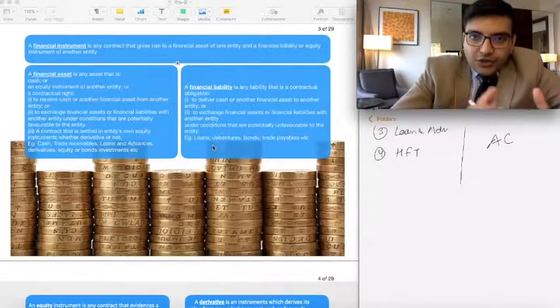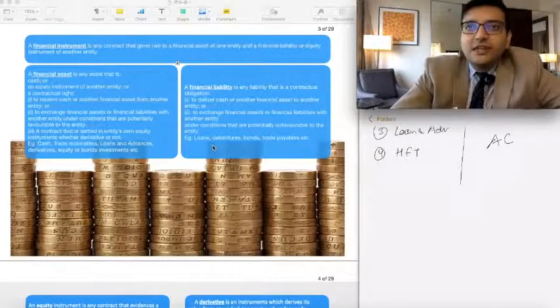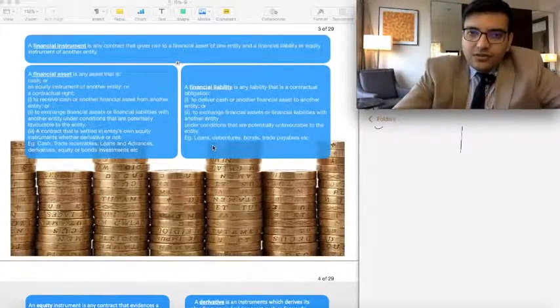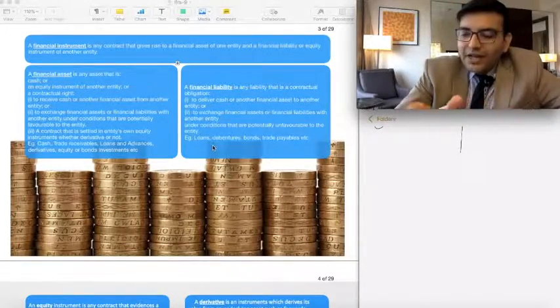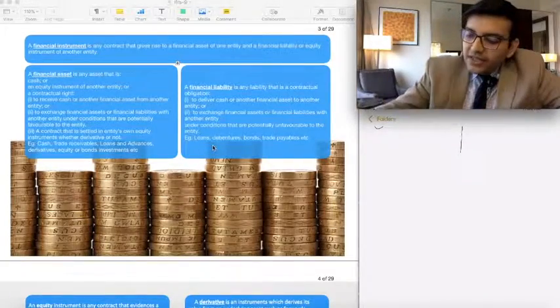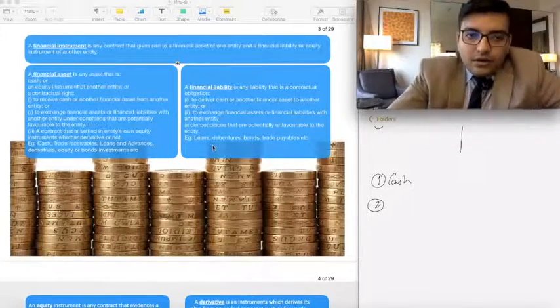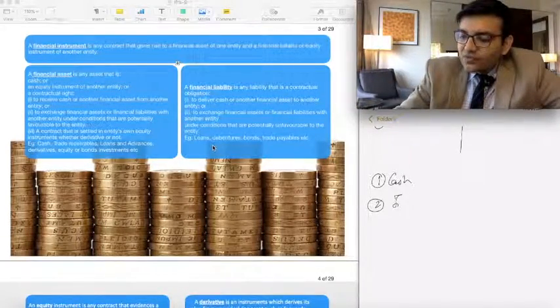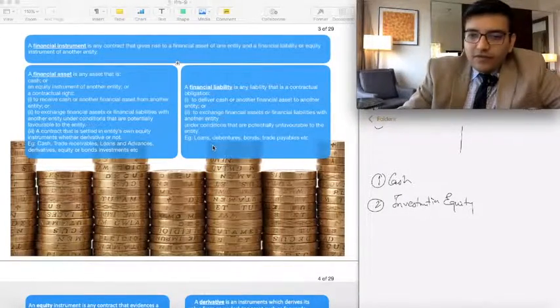Now, what is a financial asset and financial liability? We'll take an example from the balance sheet. We'll read this definition and apply it to the balance sheet. Financial asset is any asset that is cash. So basically cash is a financial asset. It is very clear. Number 2, a financial asset is any asset that is an equity instrument of another entity. So whenever you make an investment in equity, that is also a financial asset.